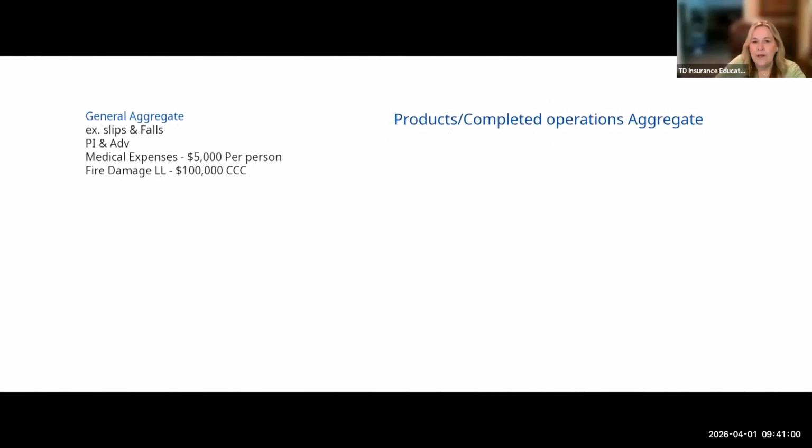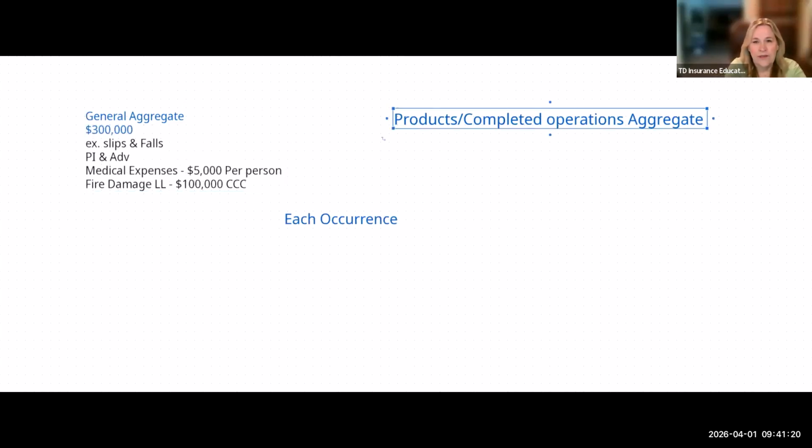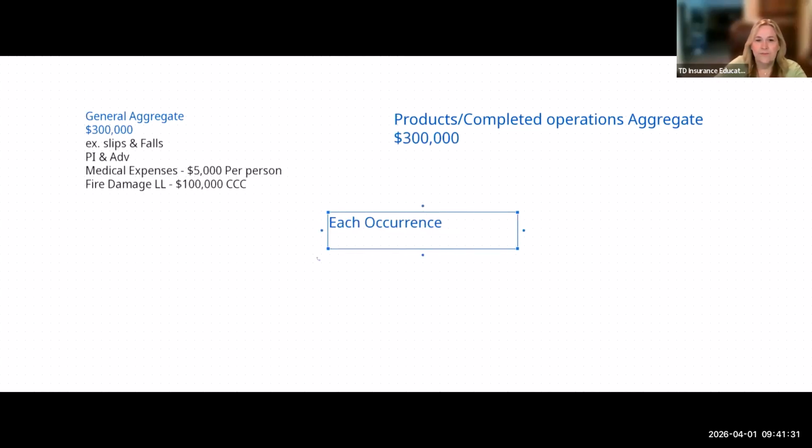Now, right here, think about you have another limit here, and this is called the each occurrence limit. All right, each occurrence limit. Now, your general aggregate, I'm going to give you some limits here just for illustration, maybe 300,000. And your products and completed operations aggregate, we'll put it at 300,000 as well. And then your each occurrence limit can be the same or less. So just for illustration purposes, I'm going to make it a little bit less, 100,000.